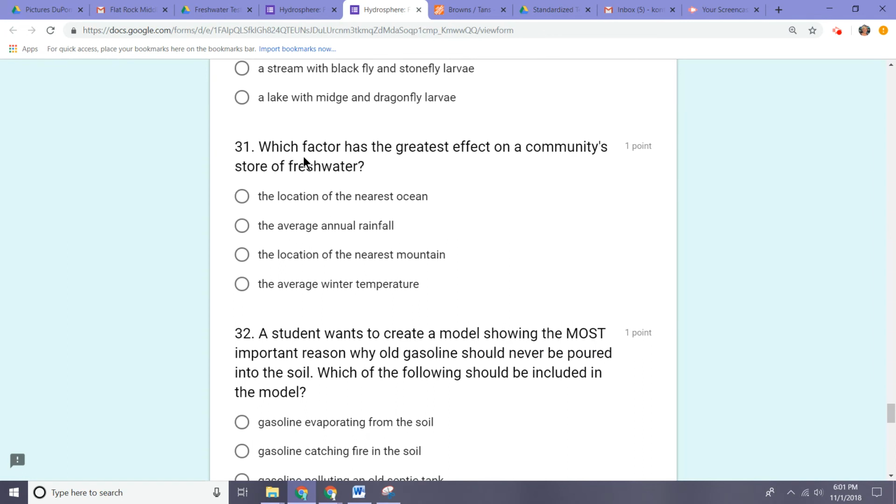Number 31. Which factor has the greatest effect on a community's store of fresh water? The location of the nearest ocean, the average annual rainfall, the location of the nearest mountain, the average winter temperature.